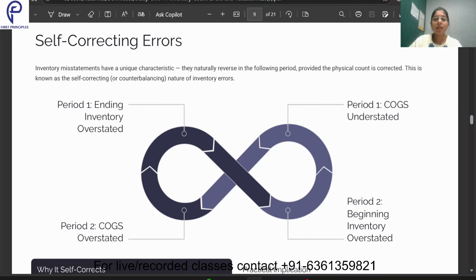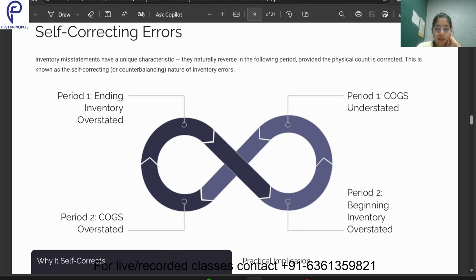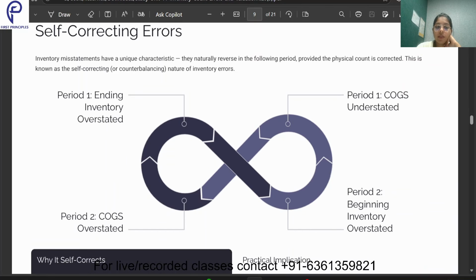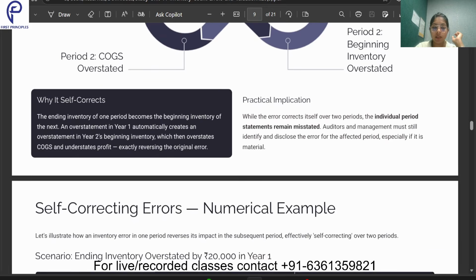Okay guys, coming to the self-correcting errors. So what is there in the self-correcting errors? First of all, whenever we have an inventory overstatement, that particular error is going to auto-correct itself in the subsequent years. How? Let's understand with the help of an example before I explain the theory to you.